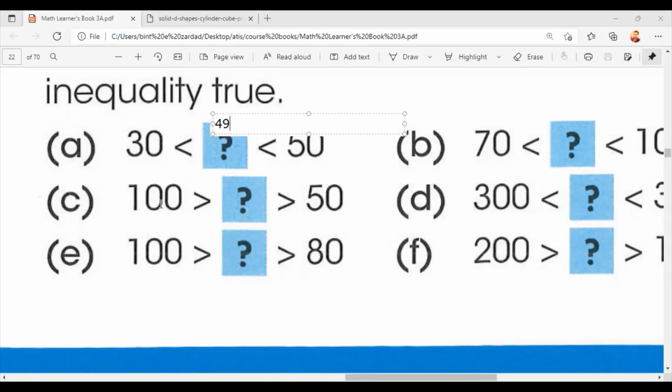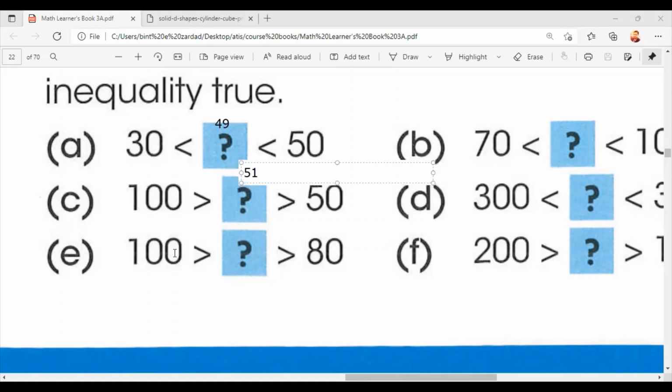Same like this, 100 it's greater than this number. So you need to write any number from 50 to 100, from 51 until 99. So I write here 51. I can also write 99. You can also write 89, 79, 69. From 51 until 99. So 100 it's greater than 51, and 51 is greater than 50.